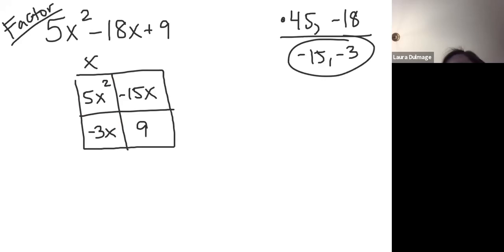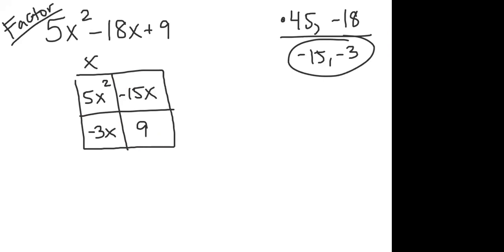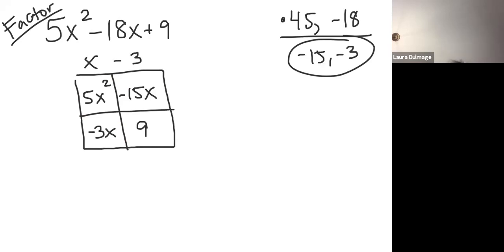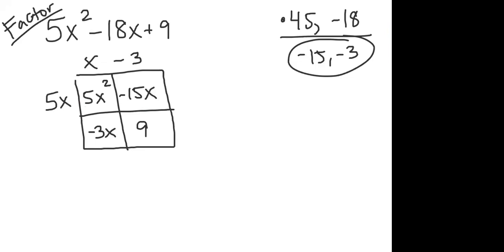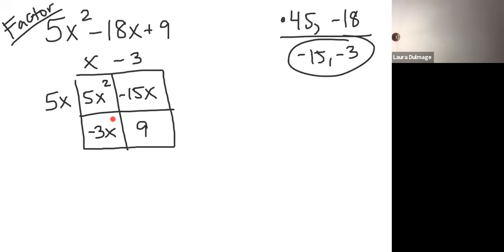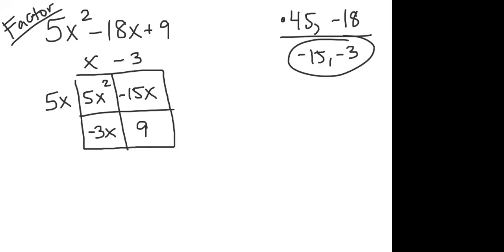All right, Jacob. What's the GCF going down this column here of negative 15x and 9? Negative 3. Cool. Why do you know it has to be negative? Because 15 is negative. Yes. All right, Christian. Going across this row here, what's the GCF of 5x squared and minus 15x? 5x. And then Matthew, what's the GCF going across here of minus 3x and 9? Negative 3. Cool. Good.